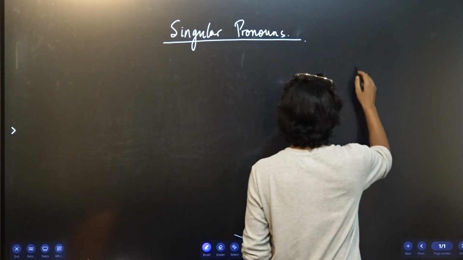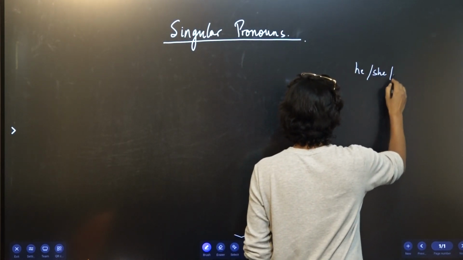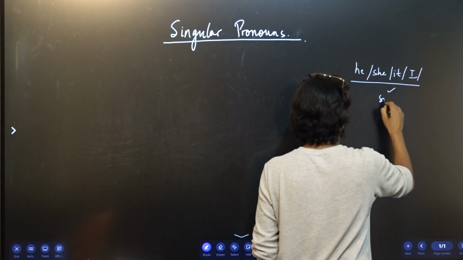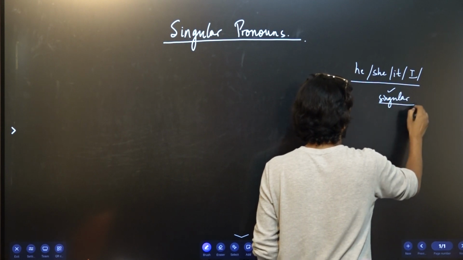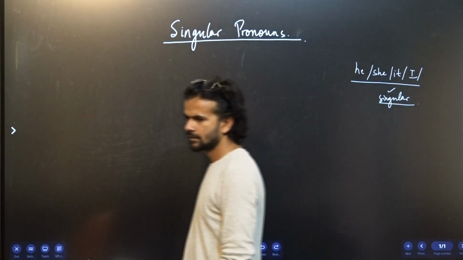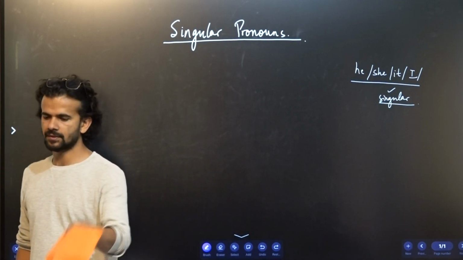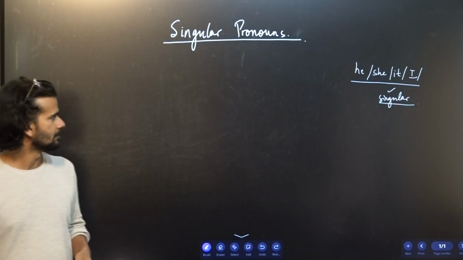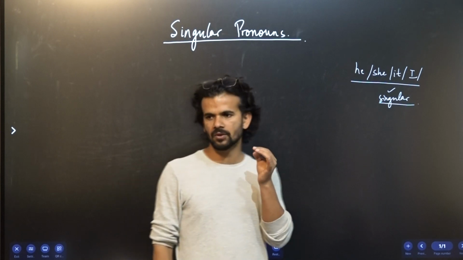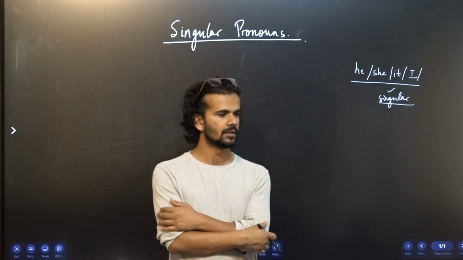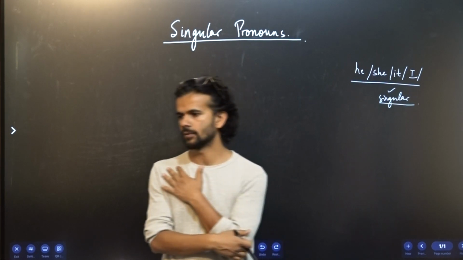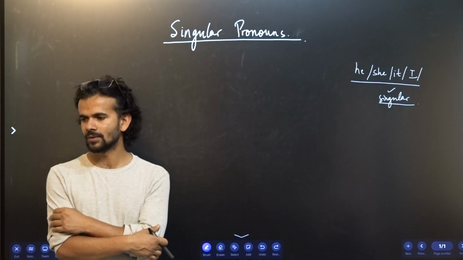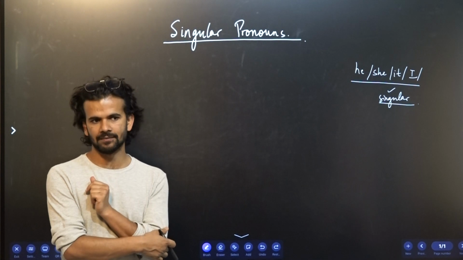For example, he, she, it, I. So these are all singular pronouns. This is quite simple, isn't it? This is simple to understand. Because when we say he, we are talking about one particular individual. When we say she, we are talking about one individual. It, we are talking about one particular individual.